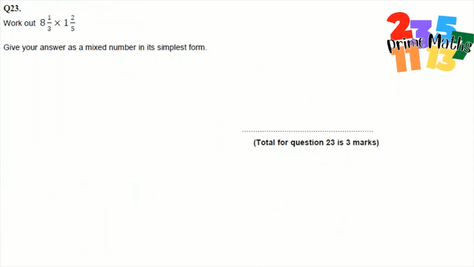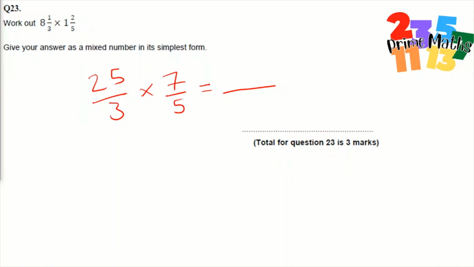Work out 2 fractions multiplied together as a mixed number. So we need to change these into top-heavy fractions first. 8 threes is 24, so 25 over 3, multiplied by 7 over 5. Okay. When we multiply these together, you multiply the numerators together and multiply the denominators.